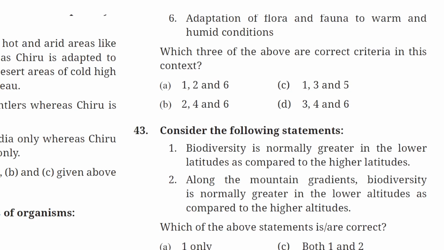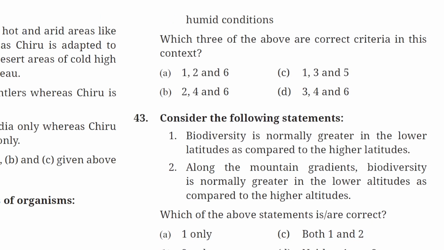Biodiversity is normally greater in the lower latitudes as compared to the higher latitudes. So this is statement 1. And along the mountain gradients, biodiversity is normally greater in the lower altitudes as compared to the higher altitudes. So correct statements are both, that is C, both 1 and 2. This is owing to the higher temperature and humid conditions which are conducive for species survival.